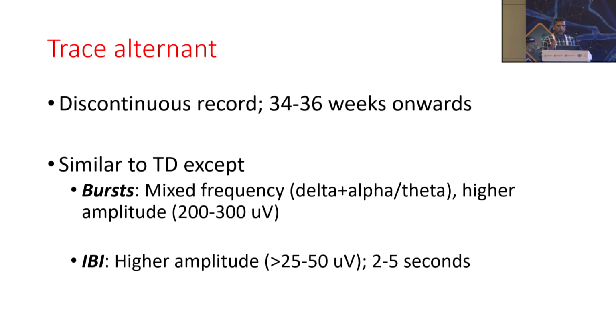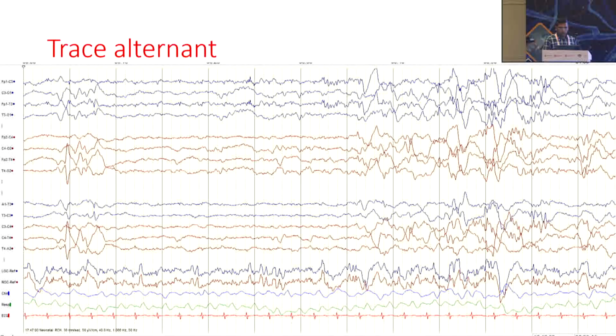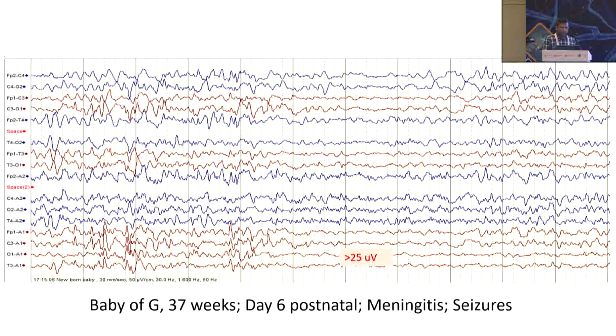Then there is another pattern more towards term gestation, around 36-37 weeks, that is also discontinuous, but the only difference is the amplitude of the interburst interval is more than 25 microvolts. Is that clear? Trace discontinue is in the more preterm baby, where the amplitude of the interburst interval is less than 25, whereas towards term gestation the amplitude is more than 25 microvolts. So this is one key difference between trace discontinue and trace alternate. So this is a trace alternate.